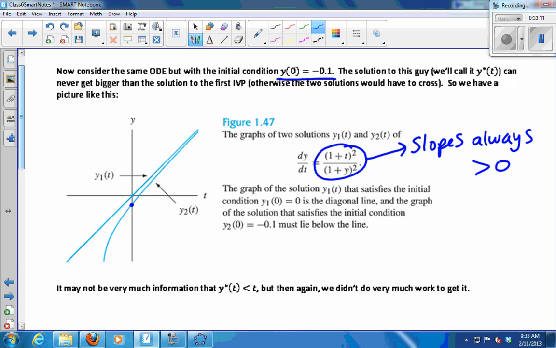Okay. So I don't know exactly what y star of t looks like, but I do know that it can't grow faster than y equals t. And that may not be very much information, but we didn't do very much work to get it. And it is something, like sometimes when you have a differential equation that models a real life situation, you might be interested in just how fast does it grow, right? We don't care about exactly what it looks like, but if we can bound it and say it's increasing, how fast? Well, no faster than y equals t.